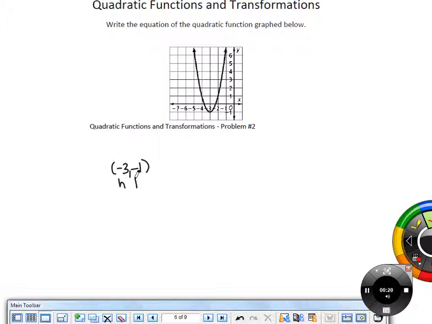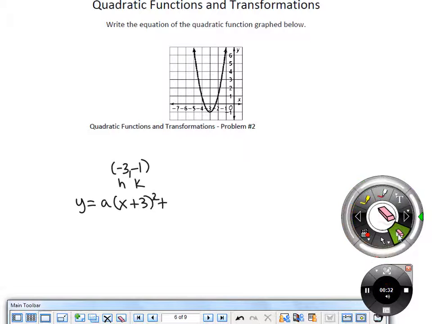So remember, these are going to be our h and our k. So far, I know this. Sorry, I'll write that as -1. Plus -1. All right, so here's our h and our k in our equation.